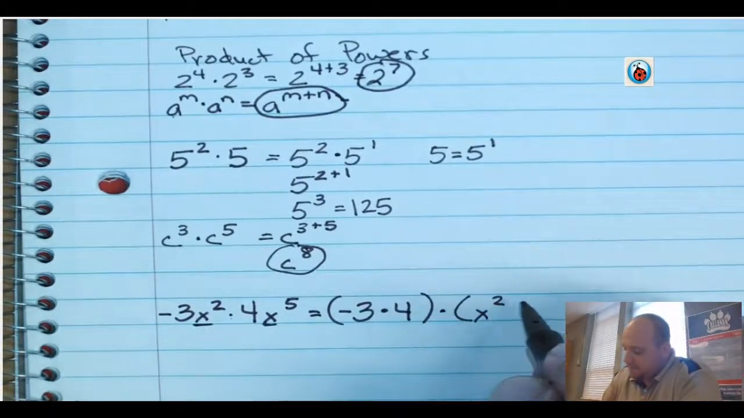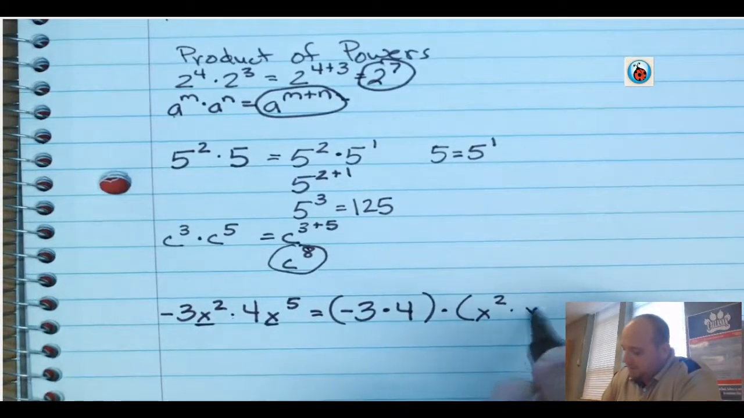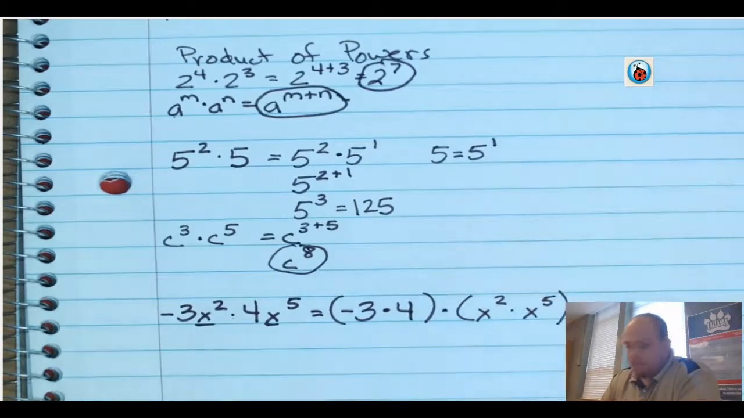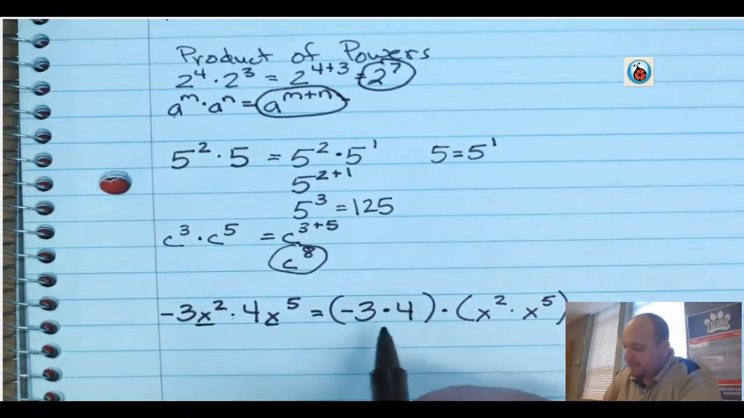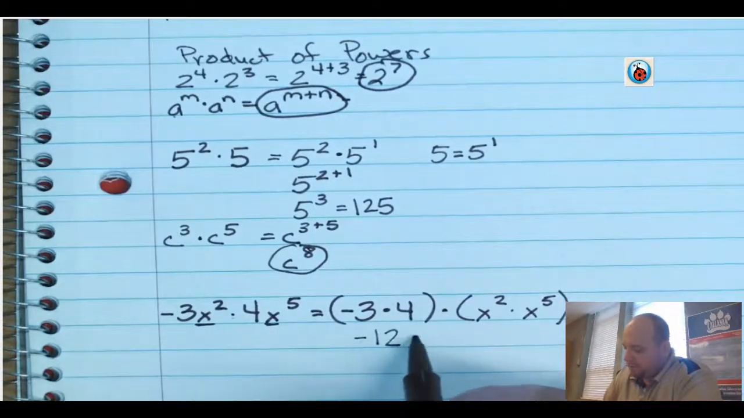So I'm going to have x to the 2nd times x to the 5th. All right. Now that I have it like this, I can simplify it further. I can take negative 3 times 4, which is negative 12.